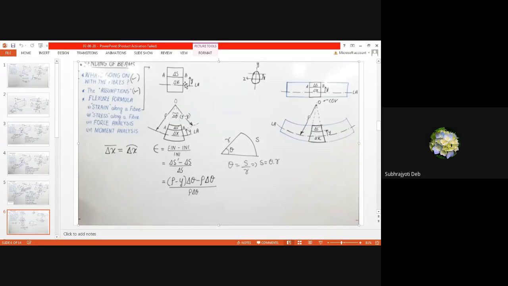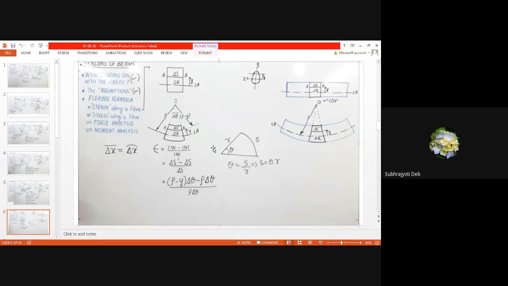So at a height of y, we have considered another fiber, that is AB, and its length is del s. So after deformation, it is on the neutral plane, so del x will remain del x only. But this one, let us say this is del s dash, that is a dash b dash, and the distance is y.